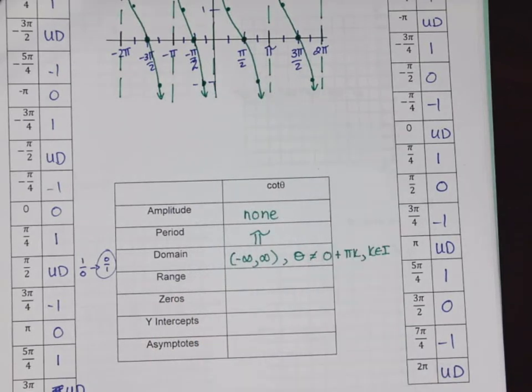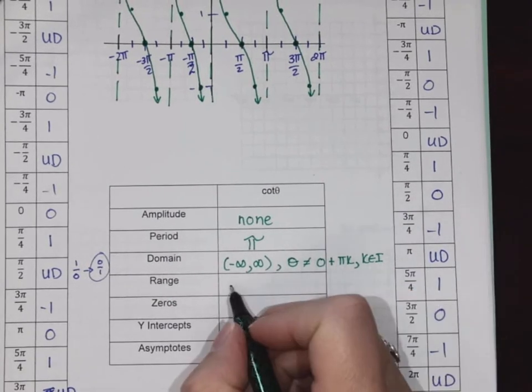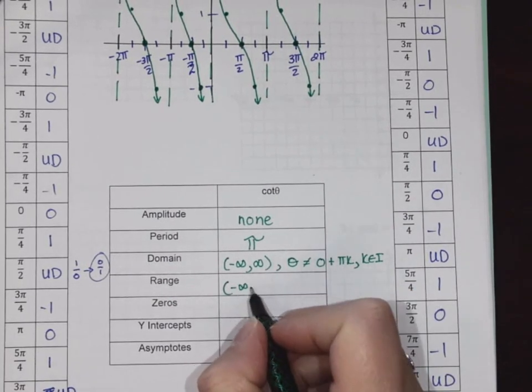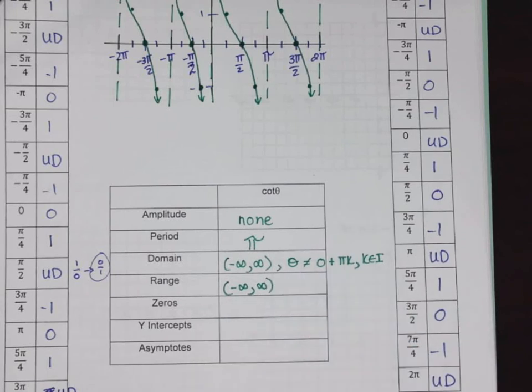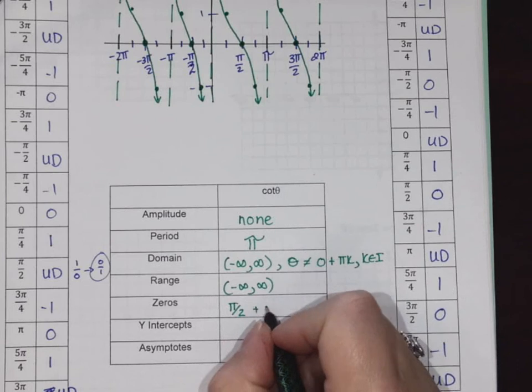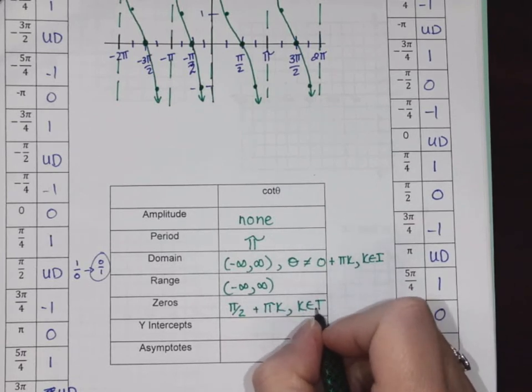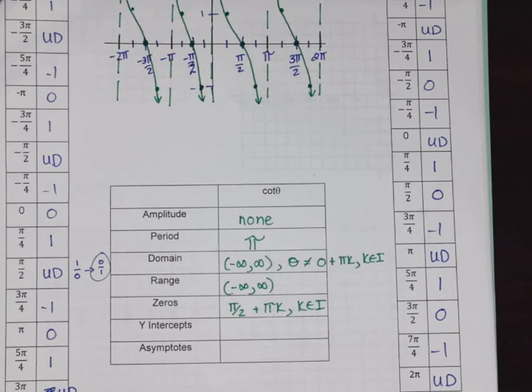A lot of zeros. Pi over 2 plus pi k. Again, a general statement because it goes on forever, right? And there's multiple x-intercepts. Y-intercepts? None. We got an asymptote laying on the y-axis there. And then the asymptotes? The same thing as the domain, but just with an equal sign. Exactly. Same thing, but just with an equal sign.